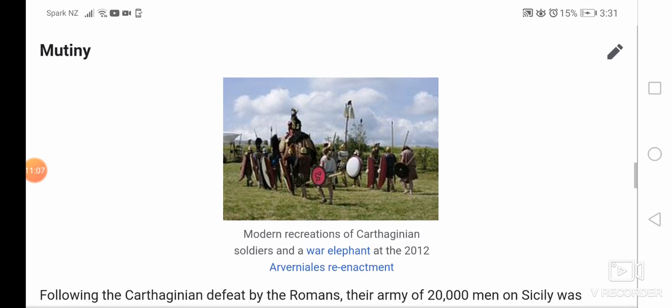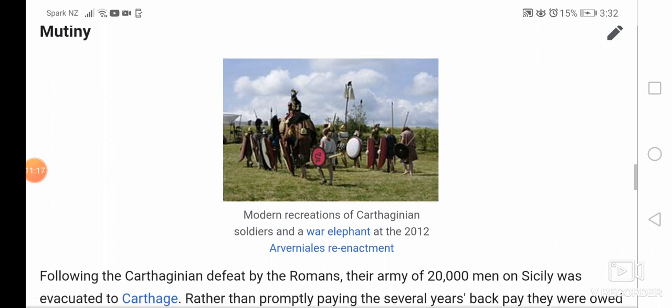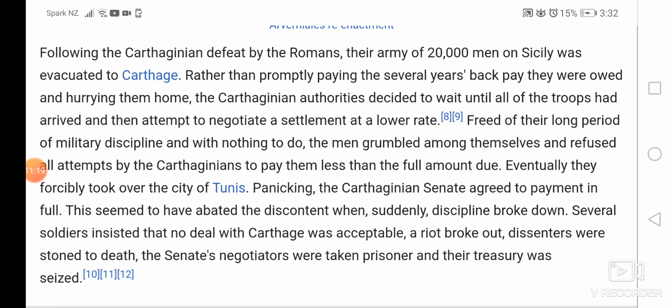Mutiny. Modern recreations of Carthaginian soldiers and a war elephant in the 2012 Avernial reenactment. Following the Carthaginian defeat by the Romans, their army of 20,000 men on Sicily was evacuated to Carthage. Rather than promptly paying the several years' back pay they were owed and hurrying them home, the Carthaginian authorities decided to wait until all of the troops had arrived and then attempted to negotiate a settlement at a lower rate.